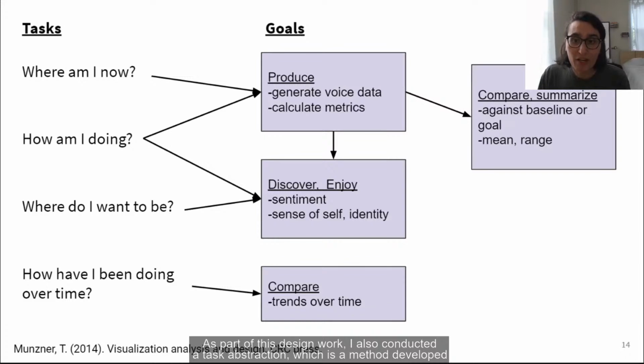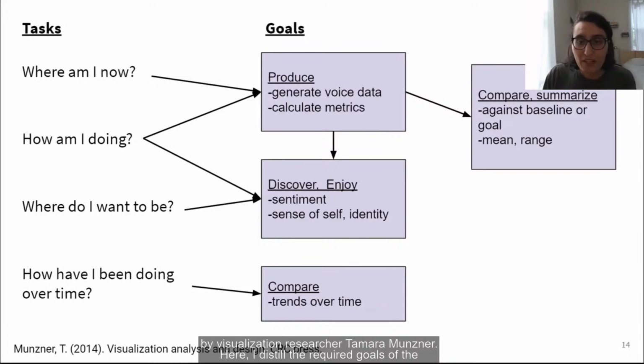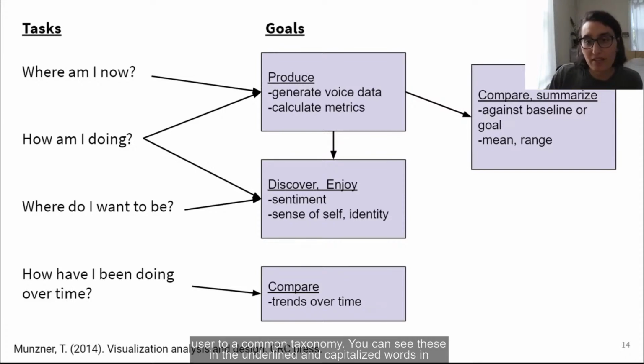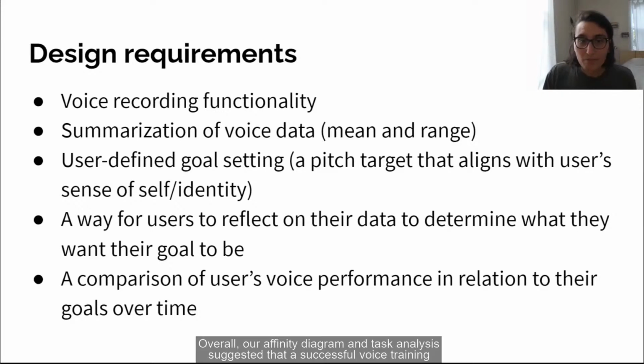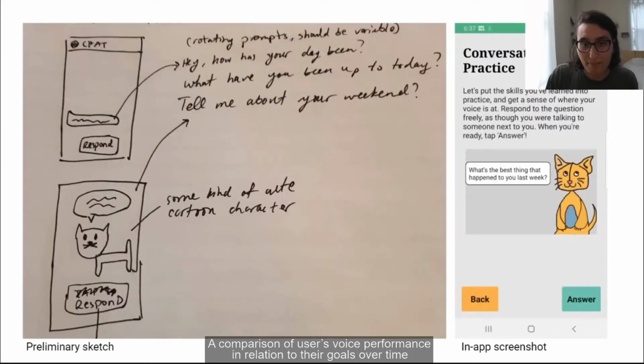As part of this design work, I also conducted a task abstraction. Here, I distilled the required goals of the user into a common taxonomy, which you can see underlined and capitalized in each box. Our affinity diagram and task analysis suggested that a successful voice training system should include some voice training functionality, summarization of voice data, user-defined goal setting, that is a pitch target that aligns with the user's sense of self or identity, a way for users to reflect on their data and determine what they want their goal to be, and a comparison of the user's voice performance in relation to their goals over time.